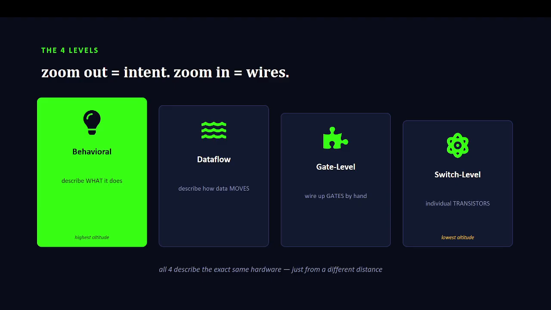And here is a part that should blow your mind a little. All four of these describe the exact same physical hardware. Nothing about the circuit itself changes. What changes is how close you are standing to it when you describe it. That's literally what levels of abstraction means. It's not four different circuits, it's one circuit, four different distances.